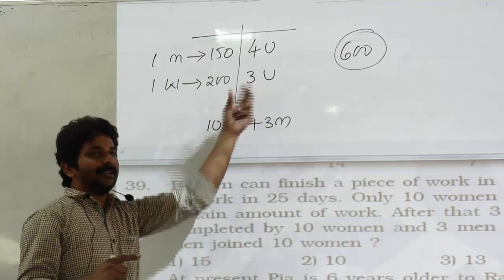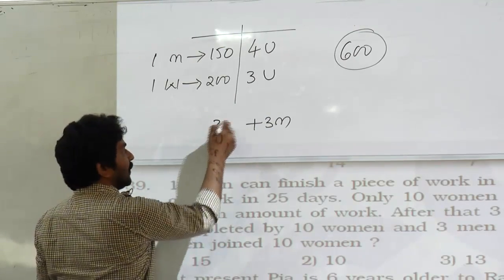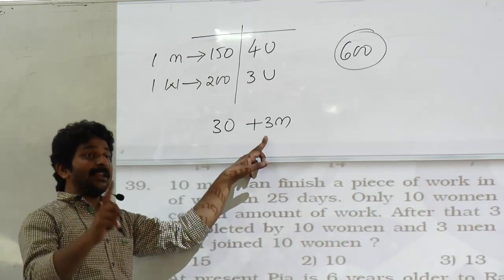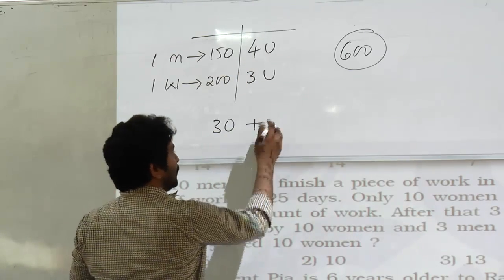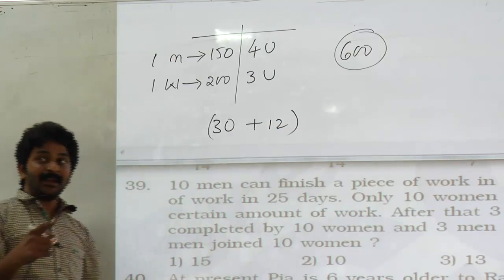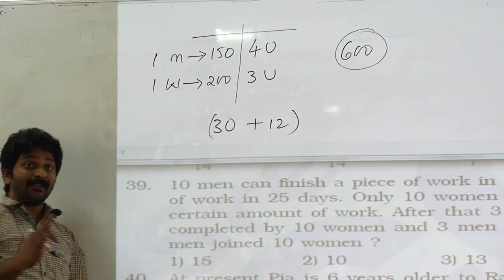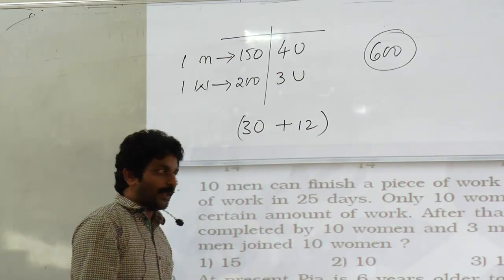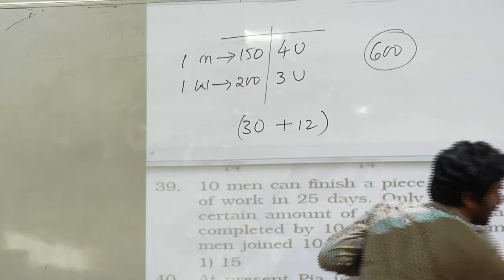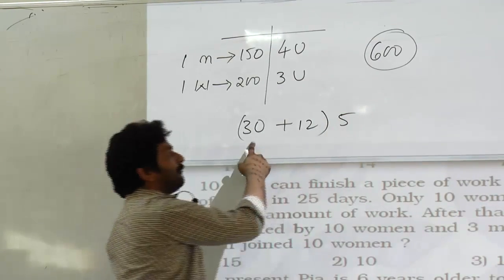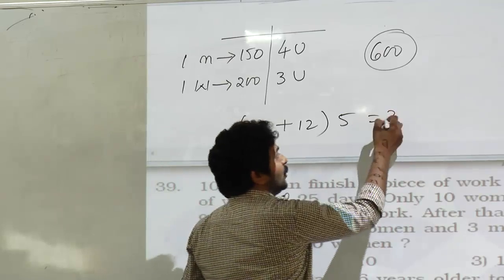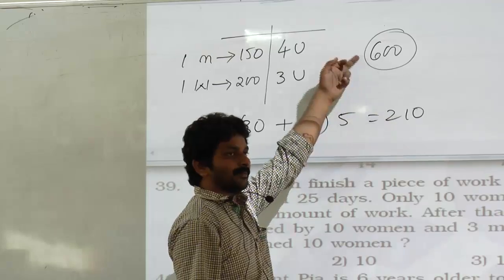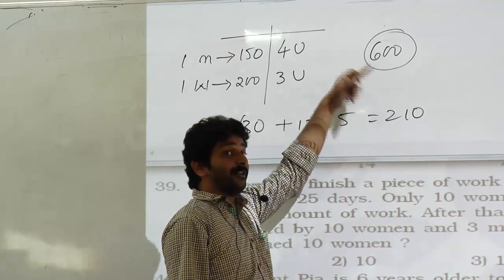10 women can complete 30 units. One man can complete 4 units in a day. We have 3 men. 3 men can complete 12 units. So total, if 10 women and 3 men work for a day, they can complete 42 units. Yes or no? But they have worked for how many days? 5 days. In 5 days they can complete 42 into 5, which is 210. 210 units were completed. What about the remaining number of units?